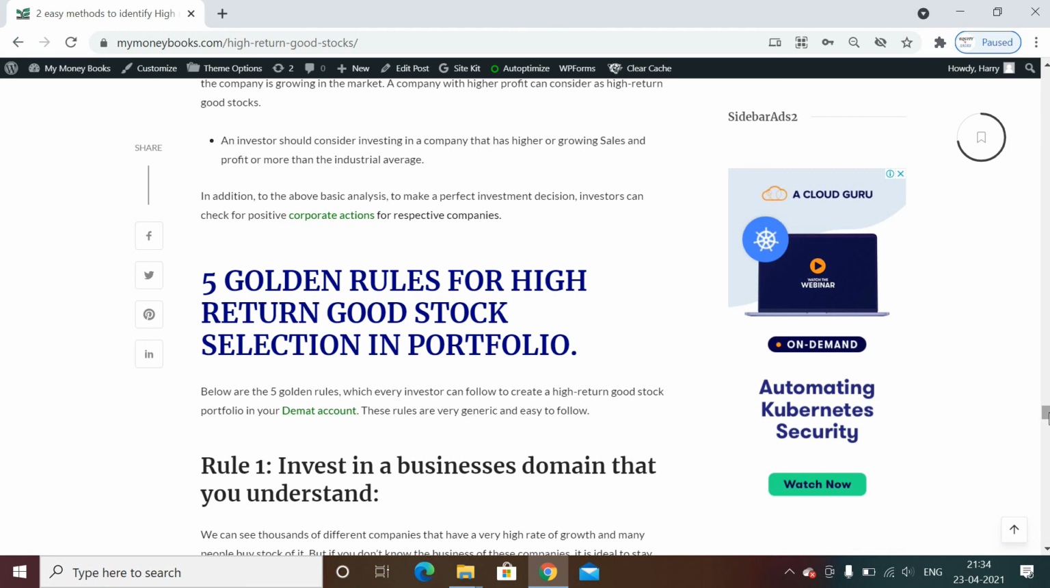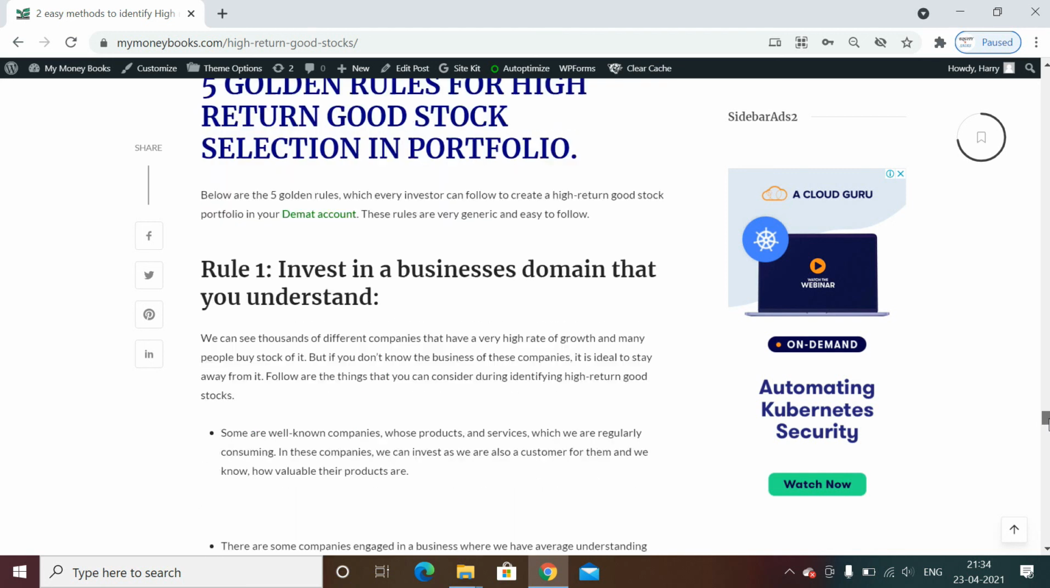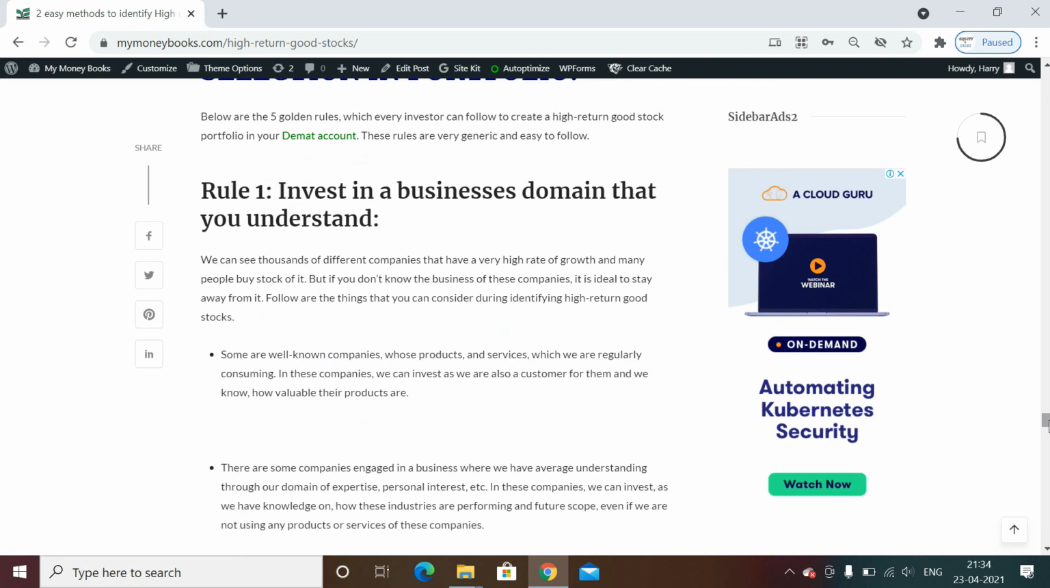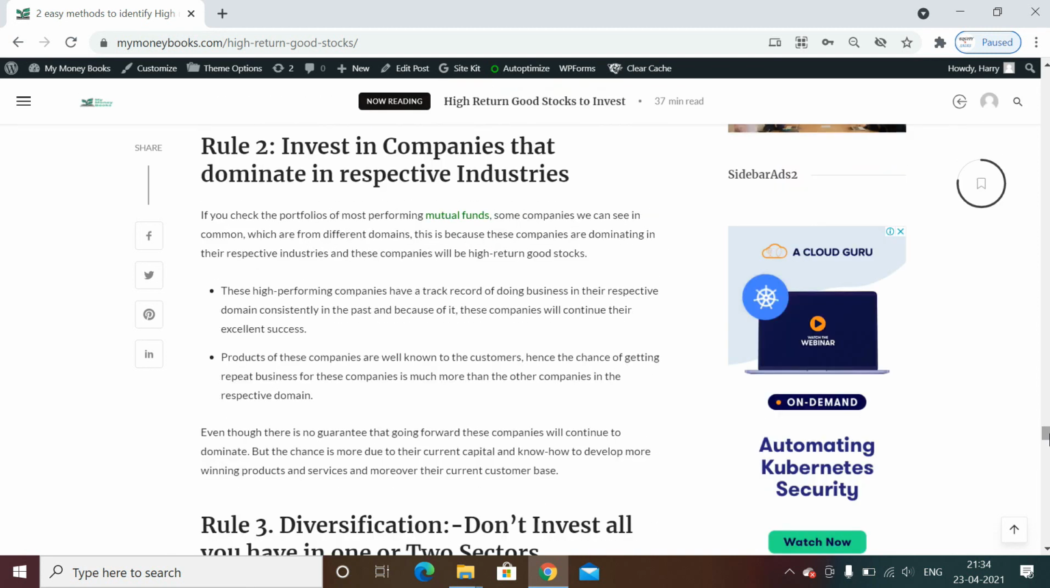Now I'll just give you 5 golden rules of investment. First rule is invest in the business which you can understand. If you are from the IT sector, you know about the different IT companies, so you can invest in IT companies. If you know about the industry, it will be easy for you to identify some good companies. Second, invest in the company that is dominating the respective industry. If you are selecting an industry, select the top company in that industry, which makes your returns much faster.